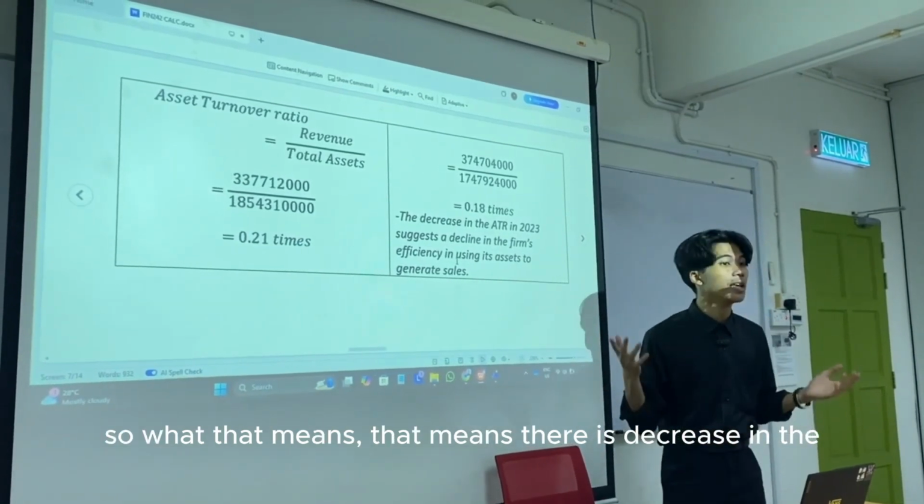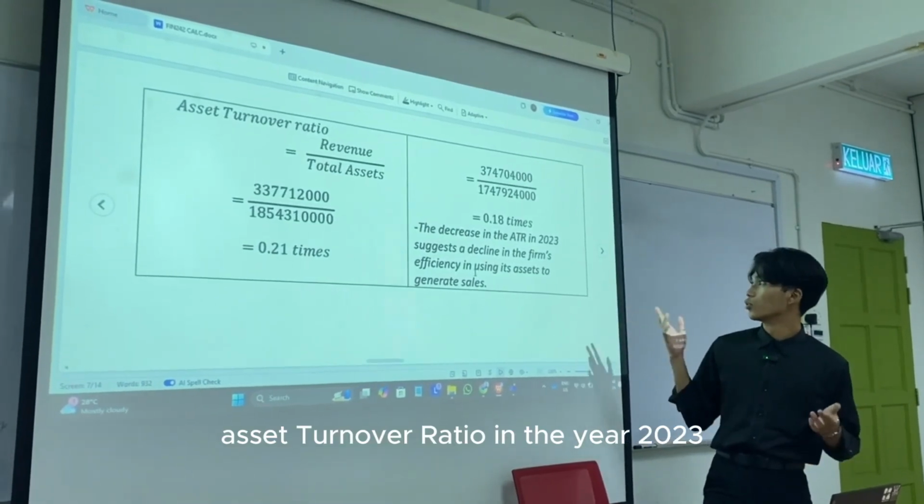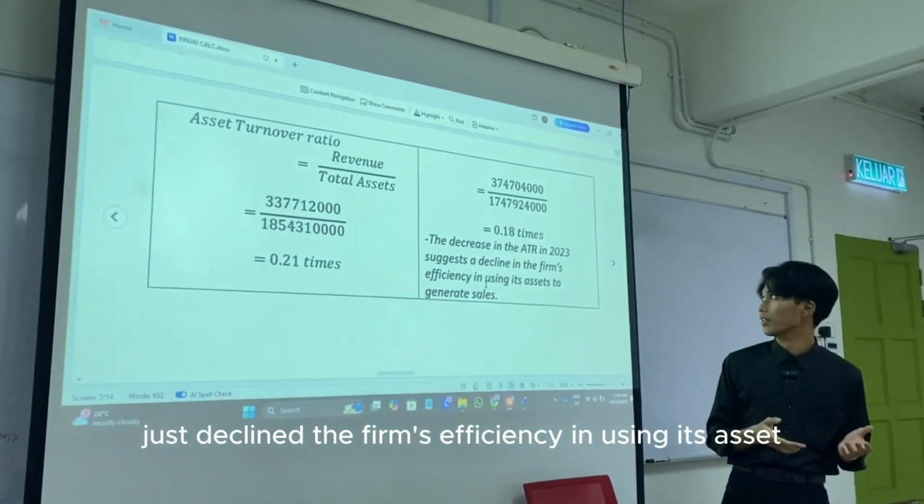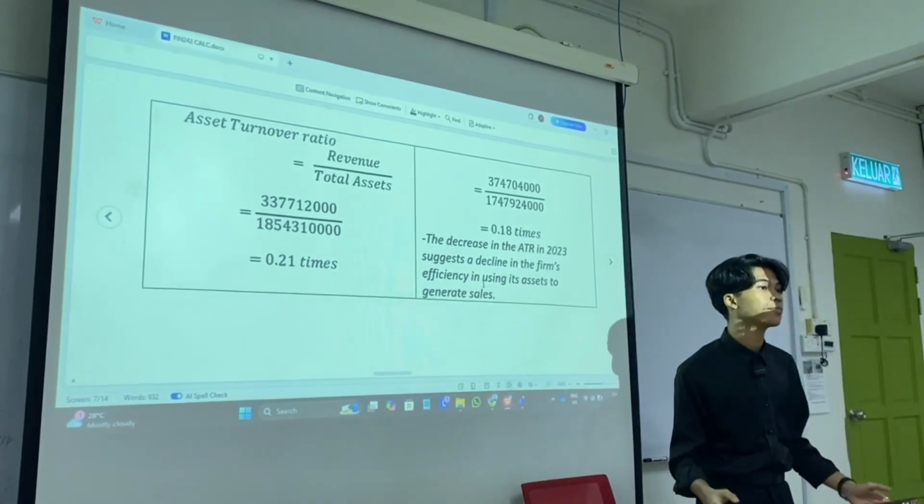So what does that mean? That means there's a decrease in the asset turnover ratio in the year 2023, which suggests a decline in the firm's efficiency in using its assets to generate sales.